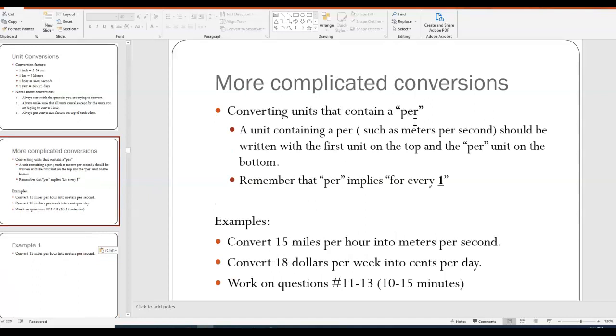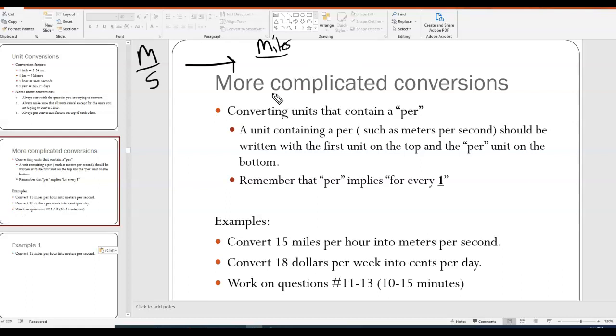Now the most common type of, I guess, more complicated unit conversion is one that involves multiple steps and that contains what I call a per. Now when I say it contains a per, here's what I mean. Let's say we have a unit containing per, like meters per second, and we want to convert that to, oh, I don't know, miles per hour. I don't know why I wrote per. You don't need to write per because the division sign implies per.